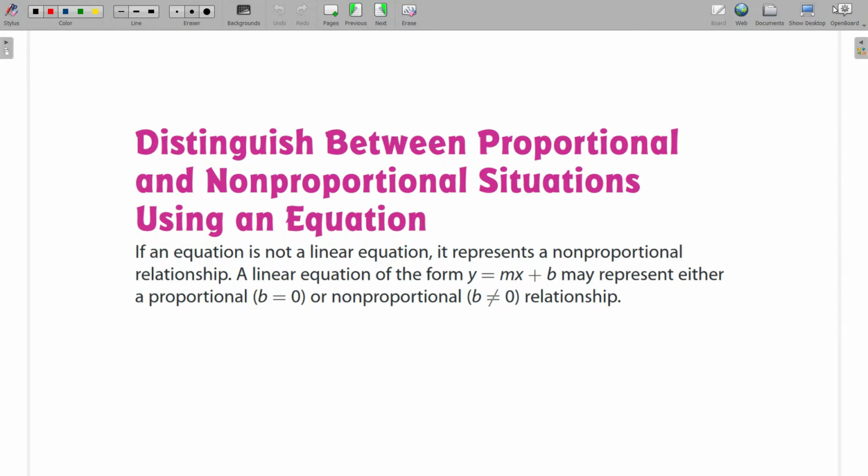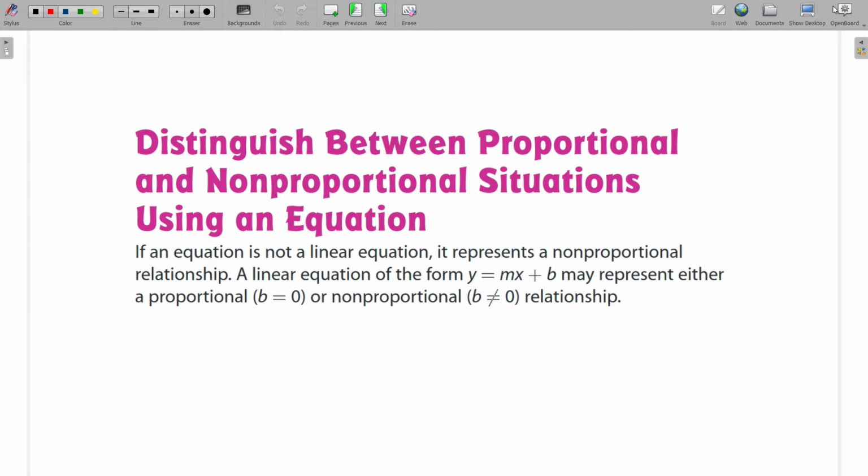Distinguish between proportional and non-proportional situations using an equation. If an equation is not a linear equation, it represents a non-proportional relationship. A linear equation of the form y equals mx plus b may represent either a proportional relationship when b is equal to 0, or a non-proportional relationship when b is not equal to 0.